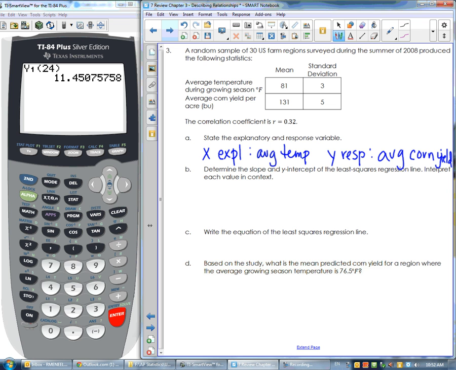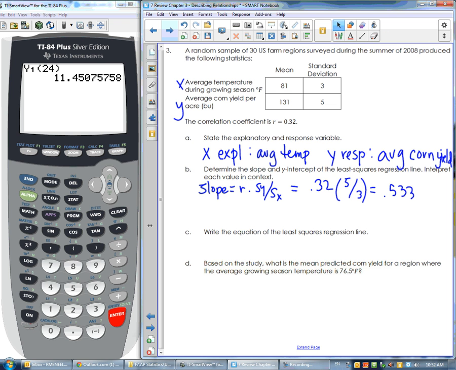Okay, so it asks to determine the slope of the regression equation. So remember, the slope is going to be the correlation coefficient times the standard deviation in y over the standard deviation in x. So just make sure that you've got your x and y sorted, so we know that the temperature is going to be my x and the yield is going to be the y. So to determine the slope, my correlation coefficient we know is 0.32. The standard deviation in y is going to be 5, and the standard deviation in x is 3. When I multiply that out, I'm going to get 0.533.